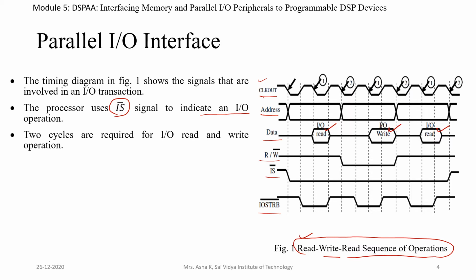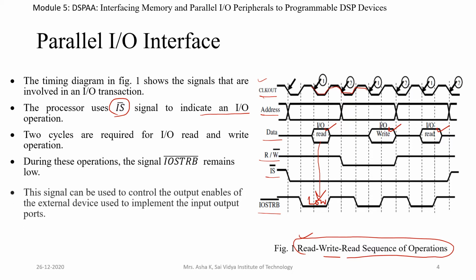The processor uses the IS bar signal to indicate an IO operation here. For each read operation and write operation, 2 clock cycles are required. And during these operations, at the beginning of the operation, the input-output strobe signal is low. It's an active low pin. Whenever it is low, in that particular time, the input-output read operation is ready.